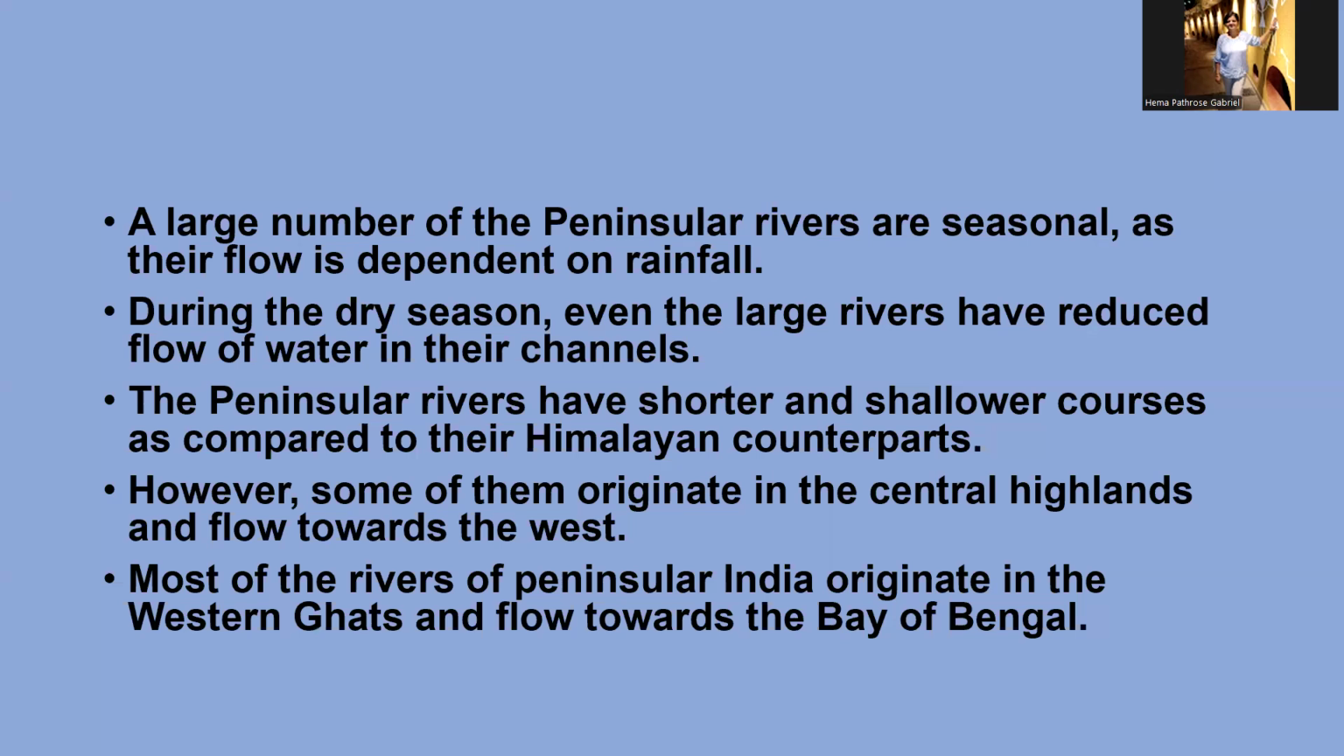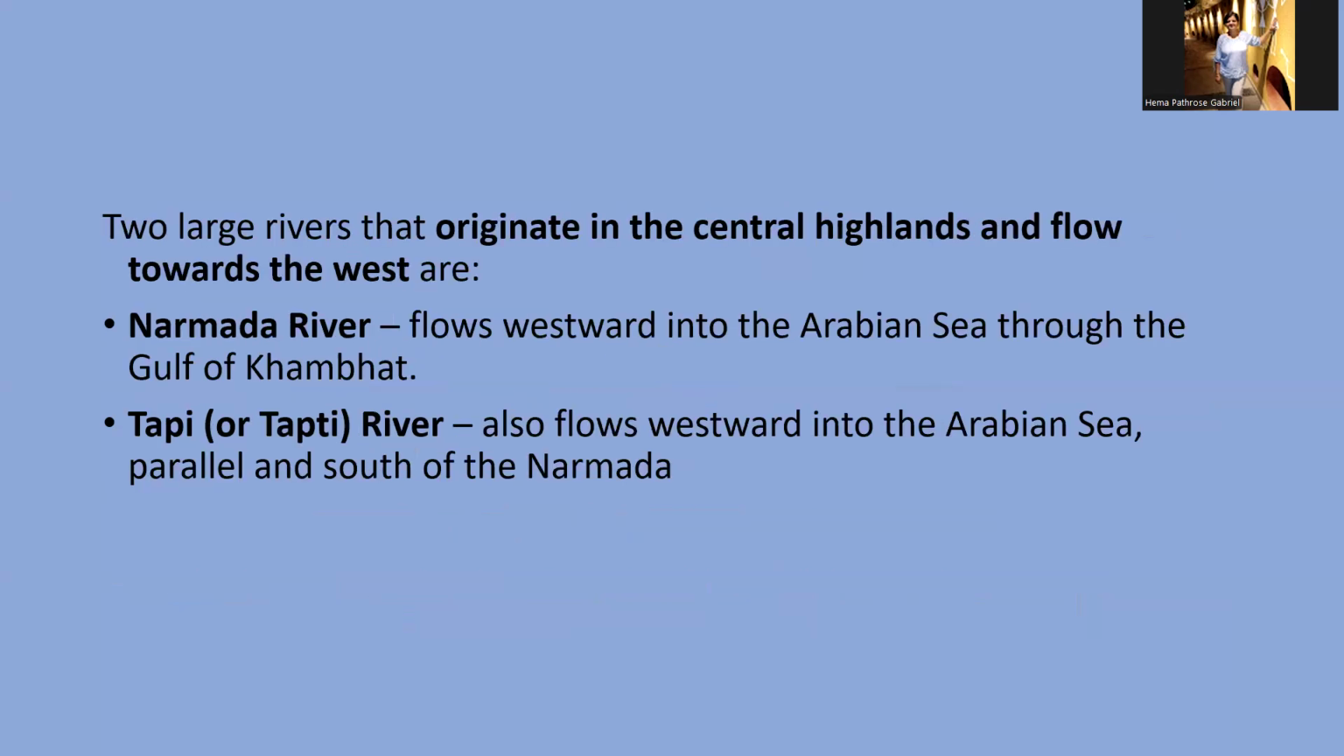Some of the peninsular rivers originating in central highlands are supposed to go towards the Bay of Bengal, but they flow towards the west, towards the Arabian Sea. Which are they? Narmada and Tapi. They flow towards west into the Arabian Sea, and others will be draining themselves into Bay of Bengal.